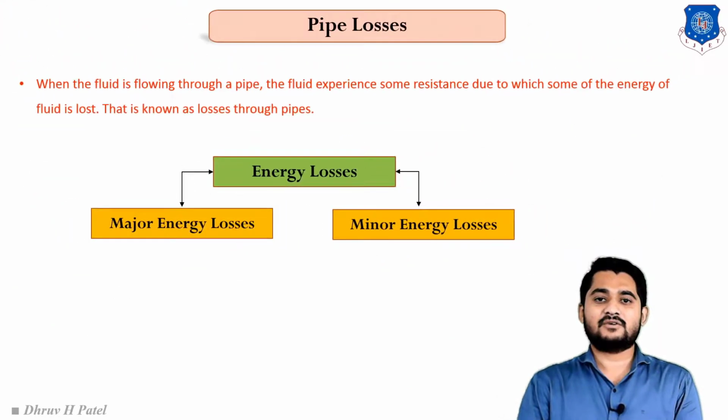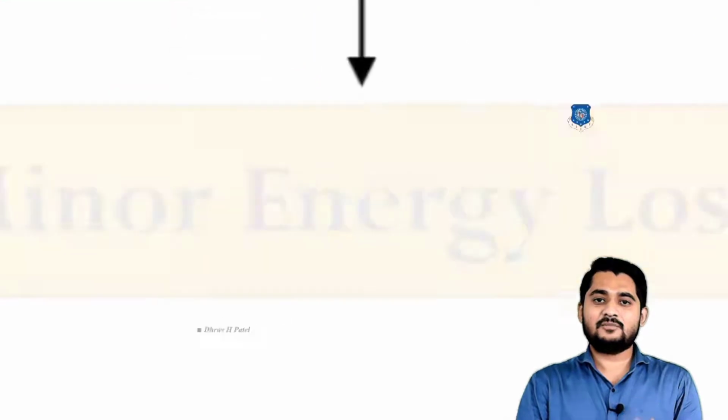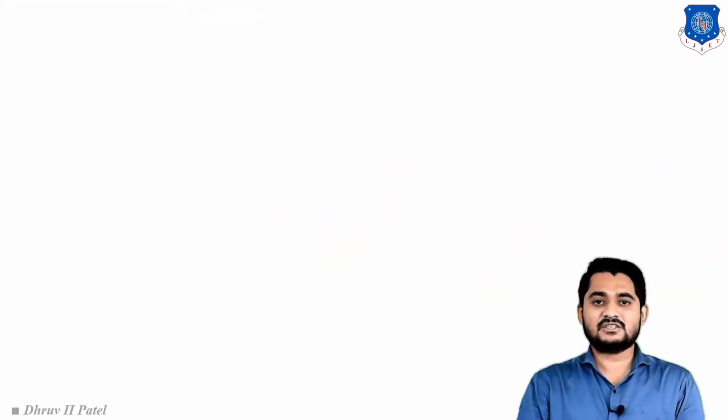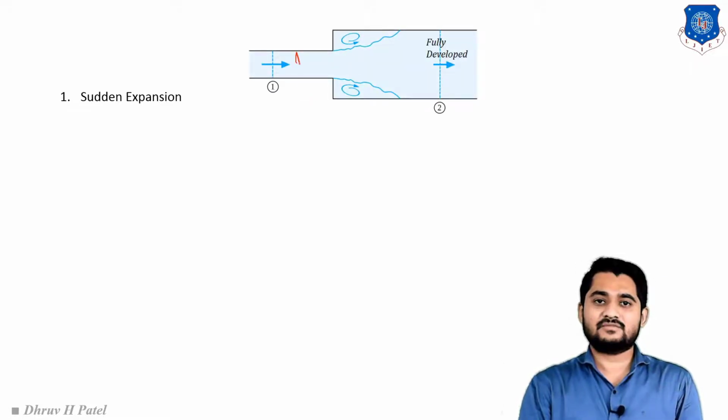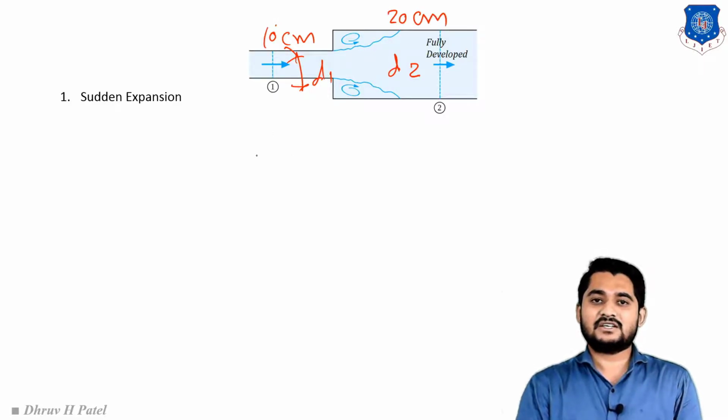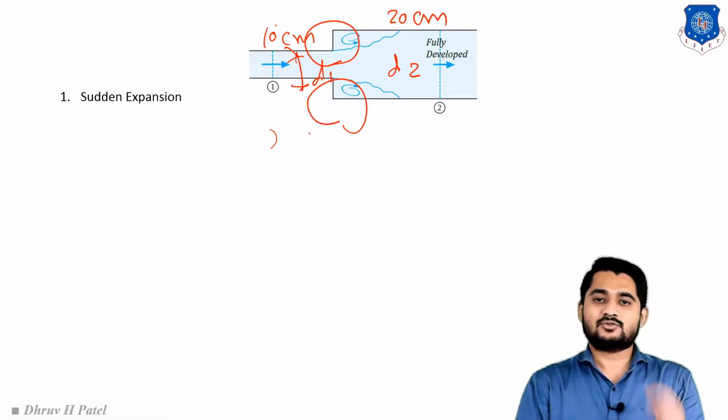Second one is minor energy losses. There will be many types of minor energy losses. First loss is sudden expansion. Suppose this is a pipe of diameter D1, that diameter is 10 centimeter, and suddenly the pipe expands to diameter D2, that is 20 centimeter. At this point, it is called sudden expansion. So the first minor loss is from sudden expansion.